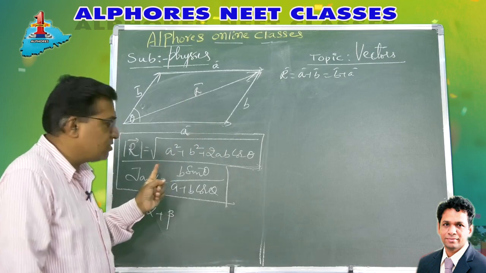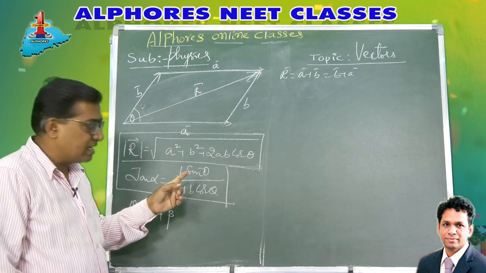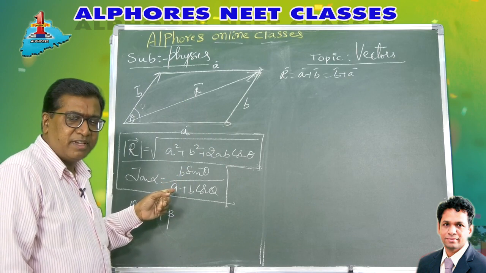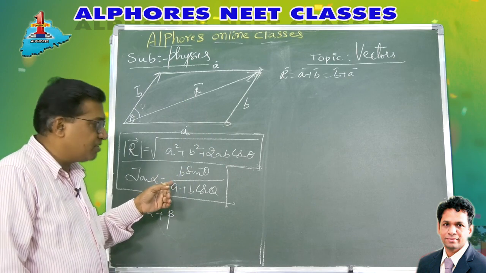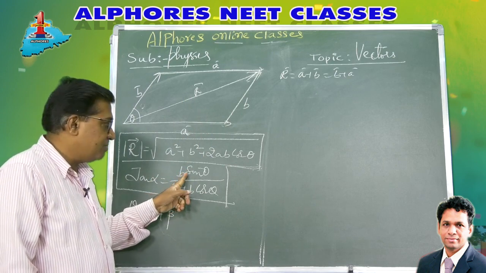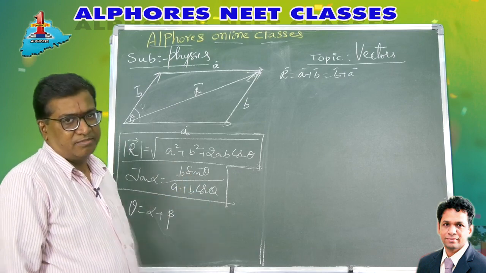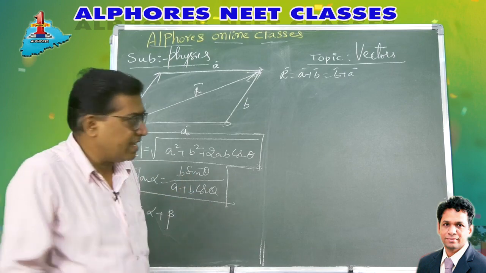So the magnitude of R is root of A square plus B square plus 2AB cos theta, and the direction of the resultant, the angle made by the resultant with the first vector A bar, is B sin theta by A plus B cos theta. Okay, let us take up the cases.